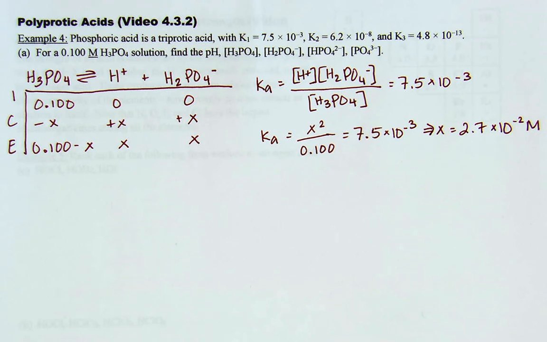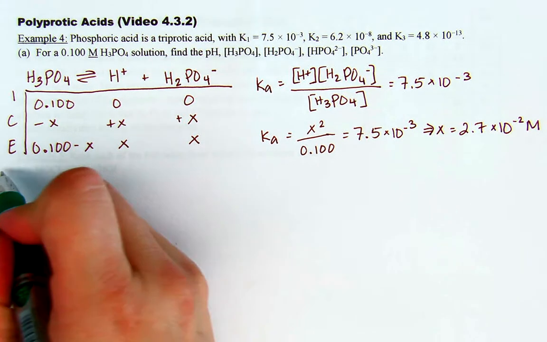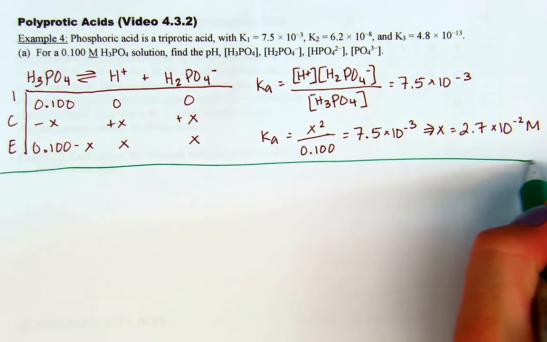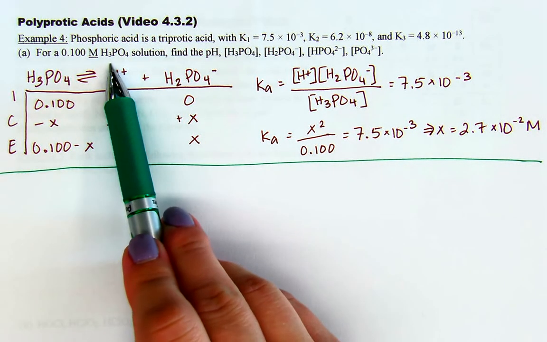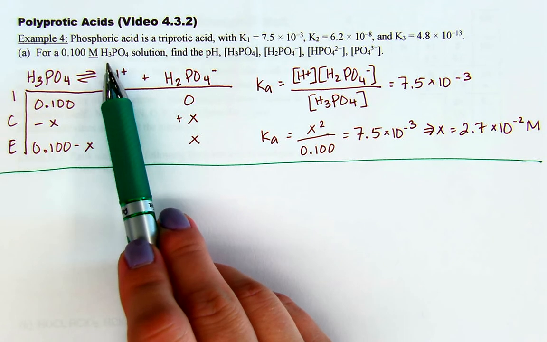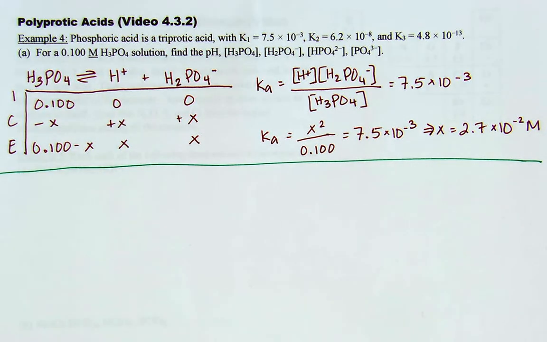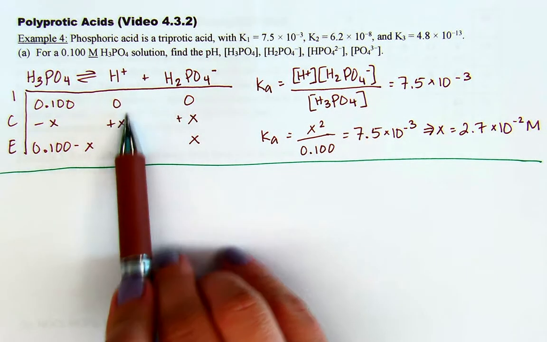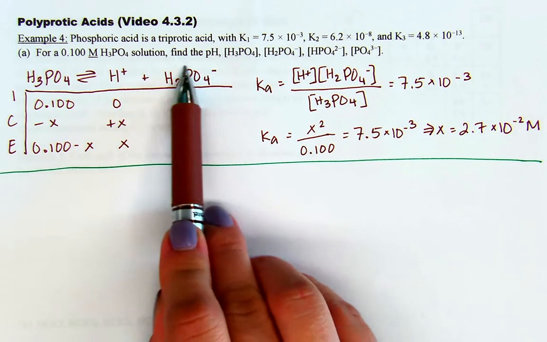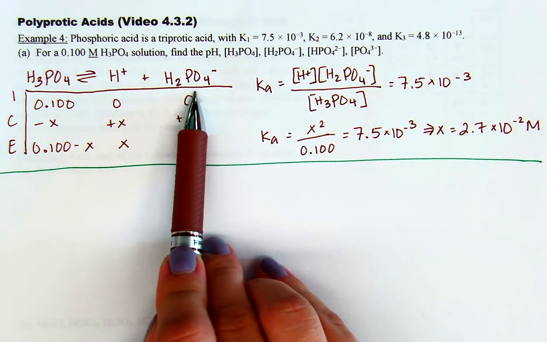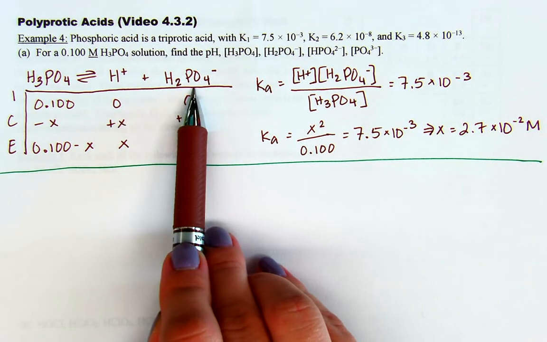Okay, that's all we had to do for the first one. So let's go ahead and draw a line. Now, this has 3 protons to actually donate, so we got rid of one, and so now we're going to see what happens to the next one. So far there's been nothing different. So now that that proton is completely dissociated, we're starting with H2PO4 because we lost a proton, so let's see what happens with the next one.